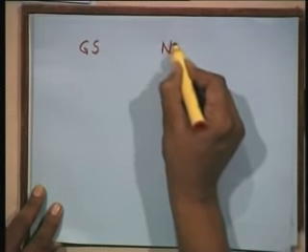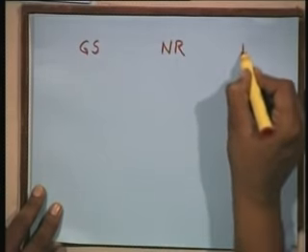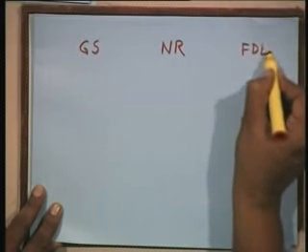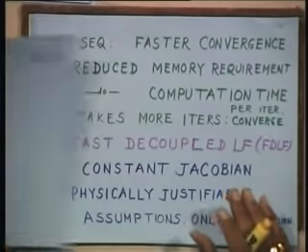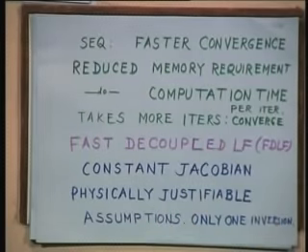Compare various load flow methods, especially these three methods: Gauss-Seidel, Newton-Raphson and FDLF. We have not yet done FDLF, so let us first do FDLF, then we come to this comparison. Fast decoupled load flow method. What is the concept in the fast decoupled load flow method? We avoid certain computation, so things become faster.